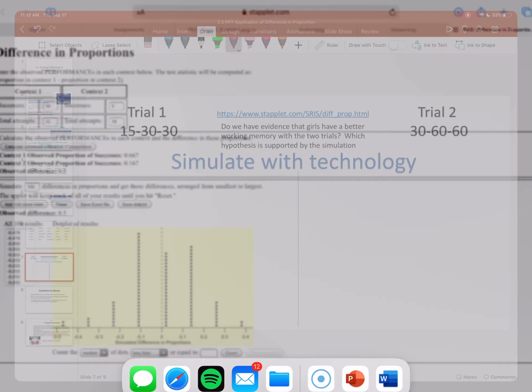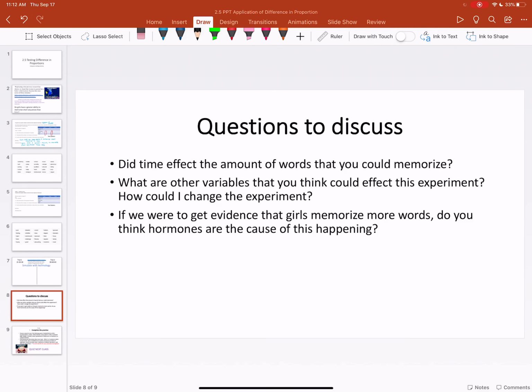So what I want you to do for today is think about some of the questions that come with this. Did the timing affect the amount of words that you can memorize? If I gave you 60 seconds, would you be able to memorize more? What are some other variables that you think could affect the experiment? Is it the kids that are sitting closer? Are they more likely to memorize more words than kids who are sitting further away from the board? Or if you have a kid whose phone vibrates and they get that instant distraction, does that take away from you memorizing the words? There are just some things that you want to consider.